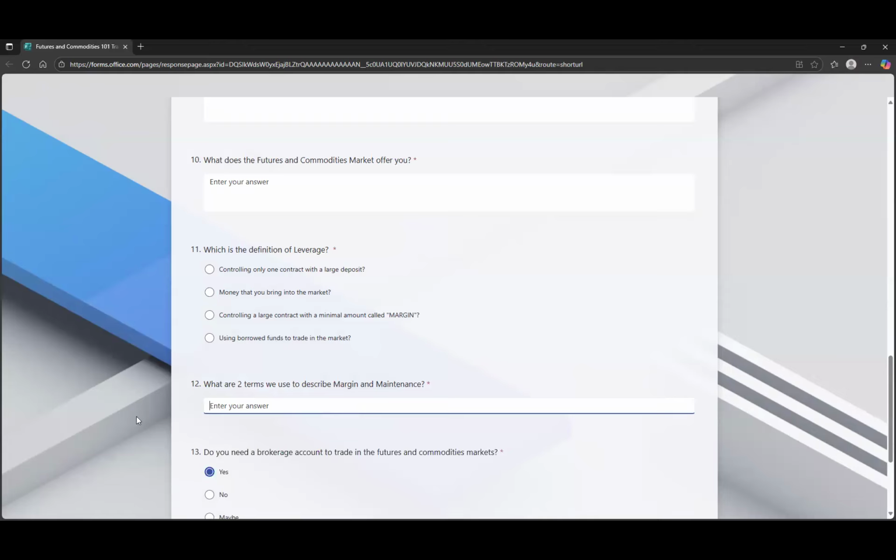Which is the definition of leverage? Control only one contract with a large deposit? Money that you bring into the market? Controlling a large contract with a minimal amount of margin? Or using borrowed funds to trade in the market?